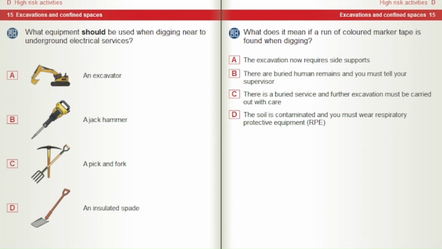What does it mean if a run of coloured marker tape is found when digging? The excavation now requires side supports. There are buried human remains, and you must tell your supervisor. There is a buried service, and further excavation must be carried out with care. The soil is contaminated, and you must wear Respiratory Protective Equipment, RPE.